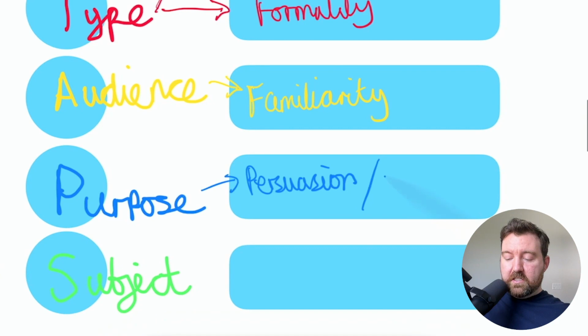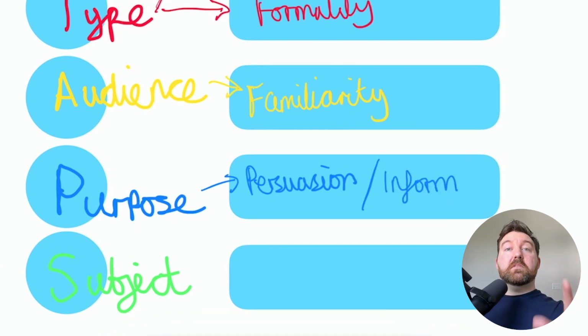The other side is just inform or advise. So basically you're giving them the information, but you're letting them decide whether they agree with it, disagree with it, make up their own mind, basically. So the purpose is very important.